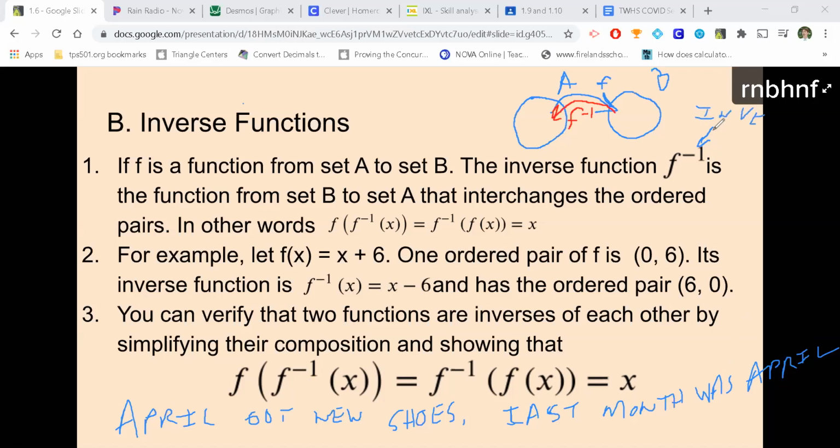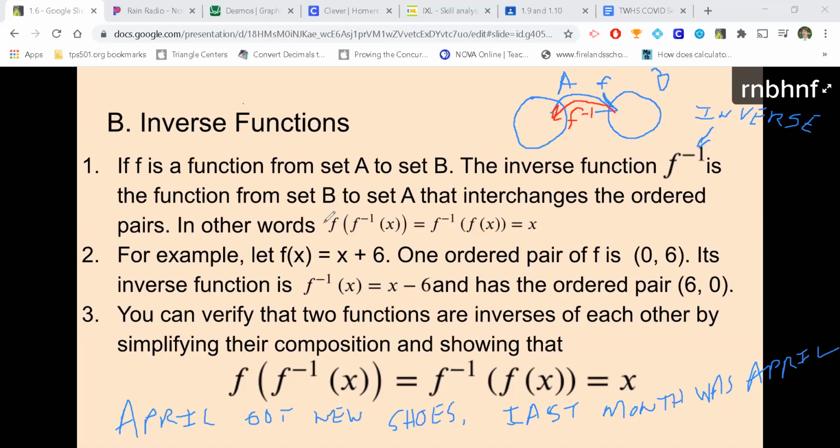I will have somebody on the test, when I ask to find that, they're going to take this function and raise it to the -1 power and then tell me what that is, and they will get 0 points because that's not what that is. Okay, so F inverse takes things from B and sends them back to their input.